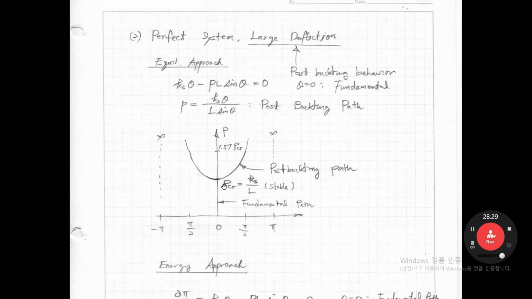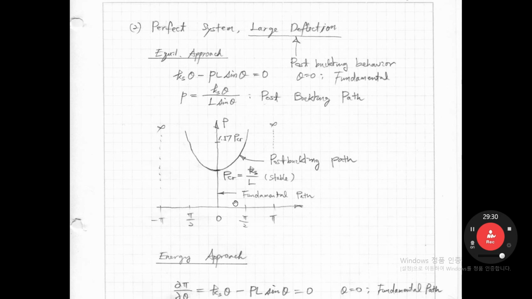We can get the curve in this range. I mean, with small deflection assumed, we can get just PCR. With large deflection, we can get the post-buckling path when we consider the large deflection. So if you draw this, with theta 0, pi over 4, pi over 2 as inputs here, you can get this curve. This is the post-buckling path.